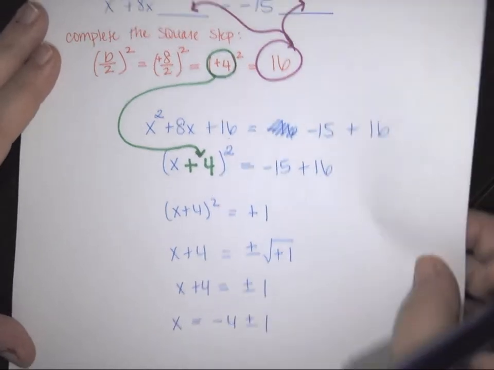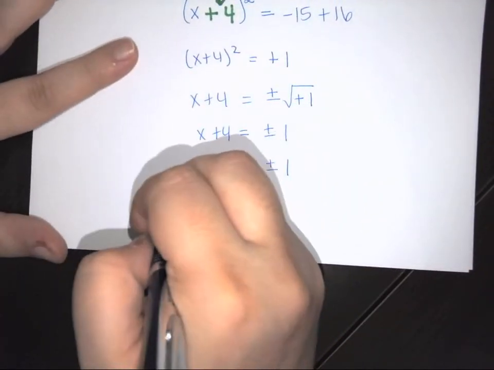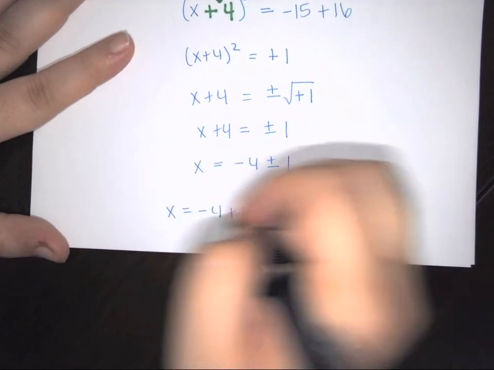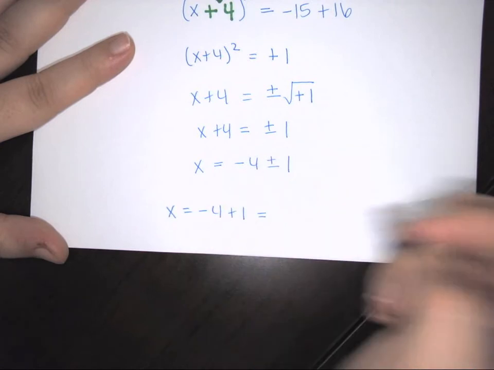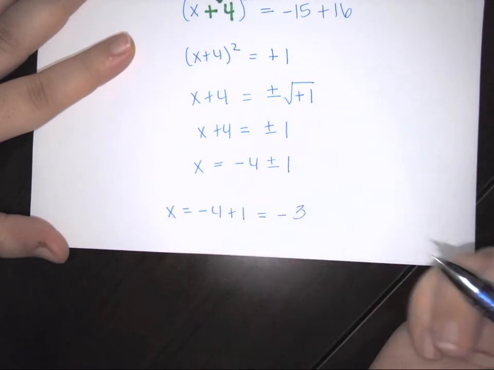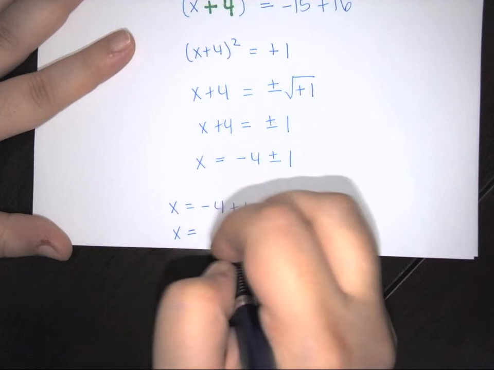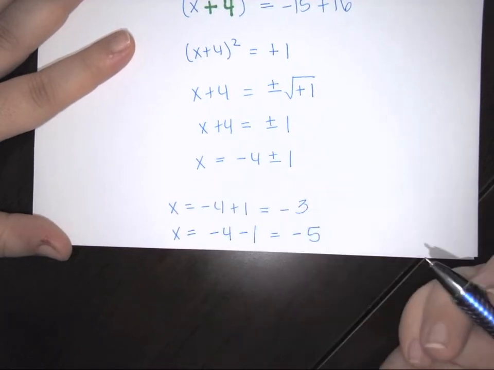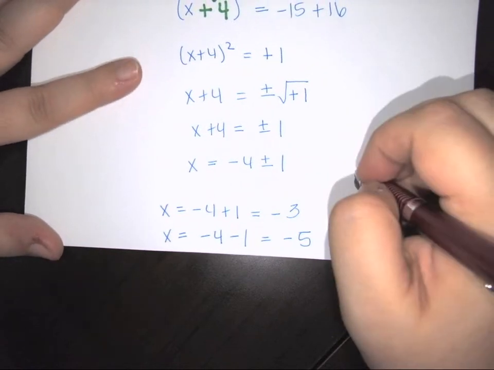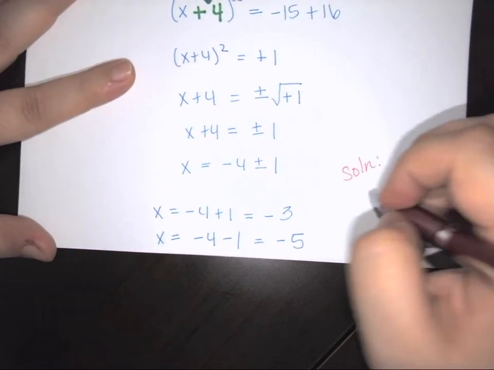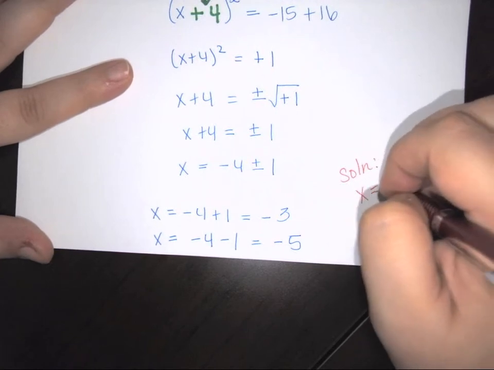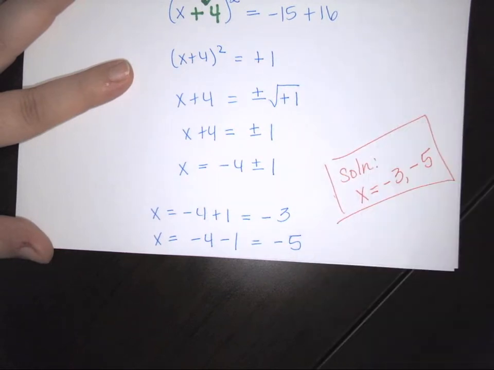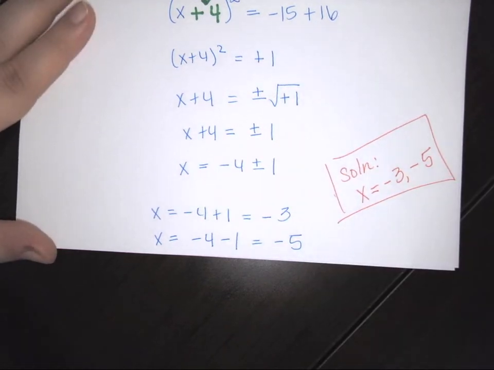And you actually have to do the math. So here you're going to have that x is equal to negative 4 plus 1. Negative 4 plus 1 is a negative 3. And you're going to have that x is equal to negative 4 minus 1, which gives you a negative 5. Therefore, if we look at our solutions, my solution says that x is equal to negative 3 and negative 5. And this is the result from completing the square.